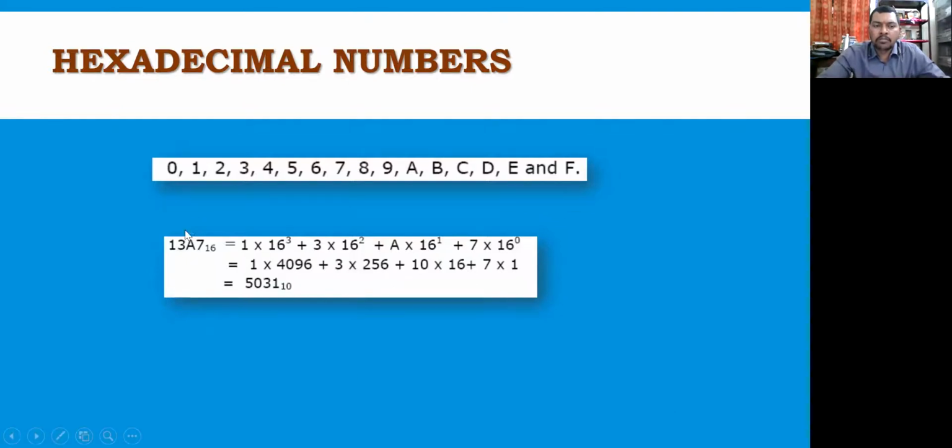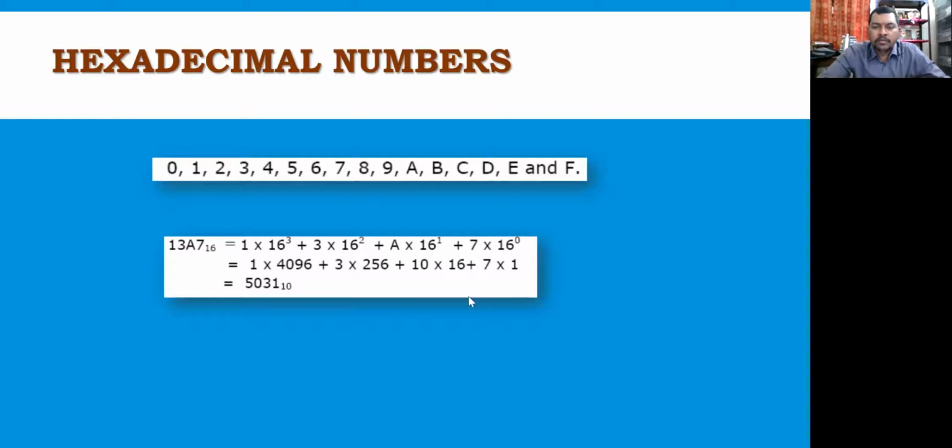So this is a number 13A7, which is being converted to decimal. It is shown how it is being converted. So it is 1 into 16 raised to power 3, 3 into 16 raised to power 2, A into 16 raised to power 1, and 7 into 16 raised to power 0. 16 raised to power 0 is 1, 16 raised to power 1 is 16, 16 square is 256, and 16 cube is 4096. When we multiply these all and add them, we get the decimal number 5031. So this is how you convert a hexadecimal number to decimal.